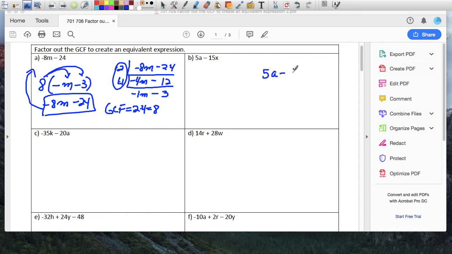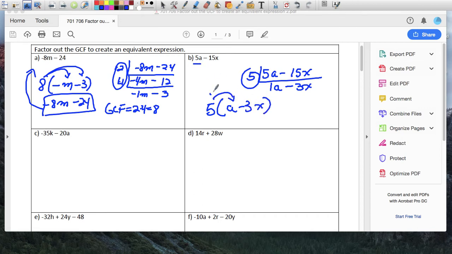5a minus 15x. Again, 5 pulls out. 5 goes into 5 1 time. You can write 1a if you like. Minus 5 goes into 15 3 times, 3x. So 1a, the GCF is just 5, so you get 5a minus 3x. You can always double check. 5 times a is 5a, and 5 times -3 is going to be -15x. So that works out too.